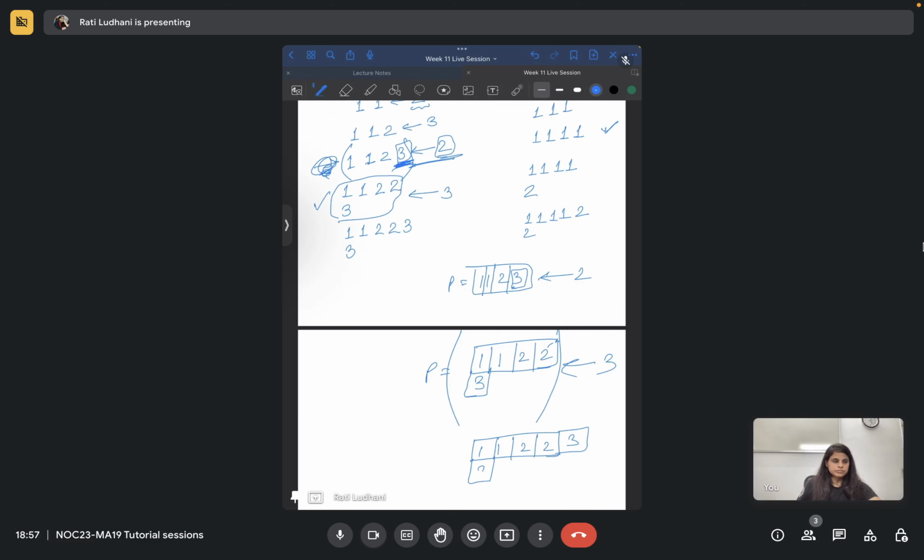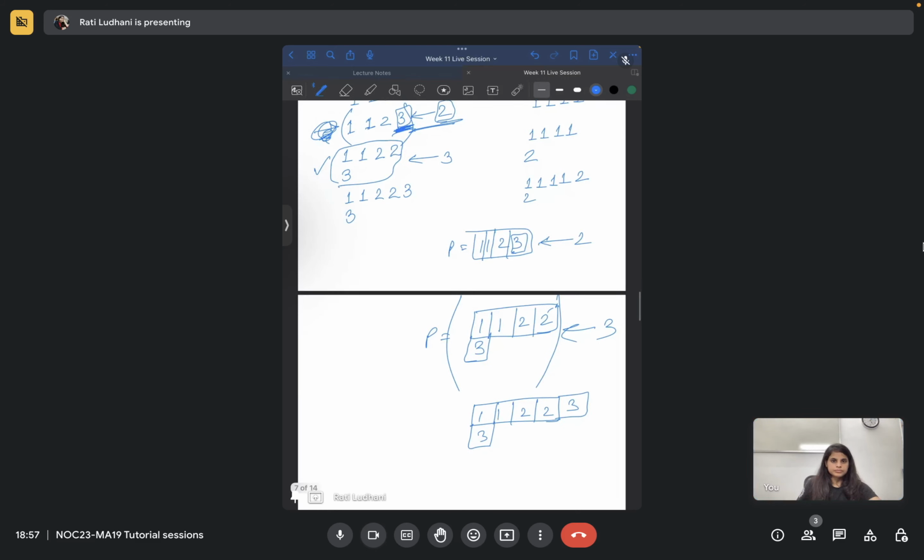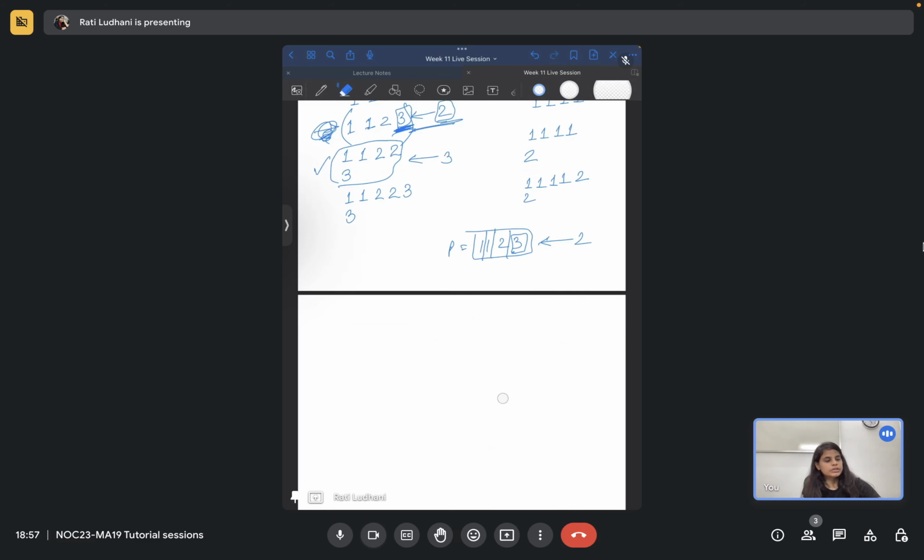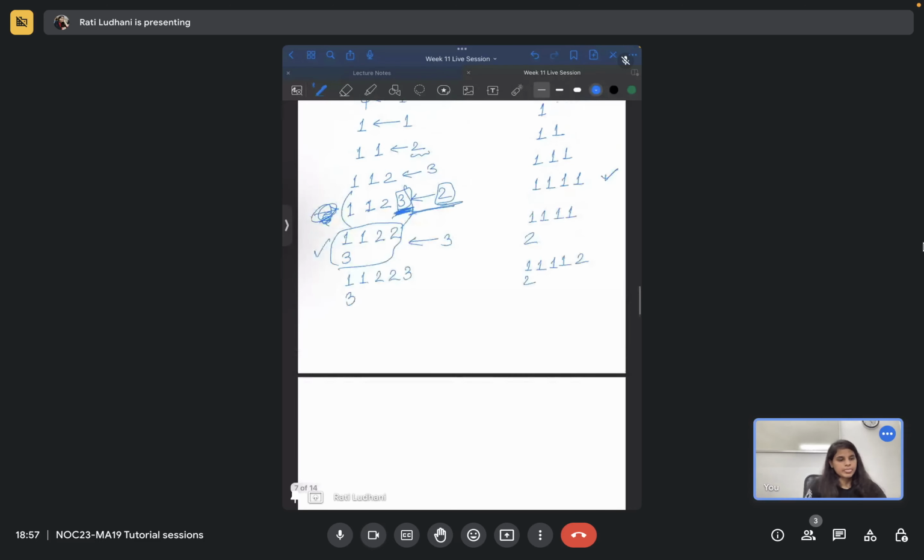Is that clear? Yes, ma'am. Okay, so this exactly I wrote here. And wherever you are adding the extra box, at that place of the extra box you will write the row number in the recording tableau. So I did that only.